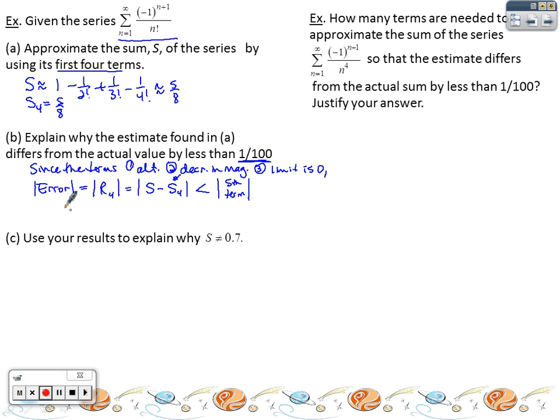I'll just use this first one. You can use any of those representations you want. So the theorem tells us that the absolute value of the error is going to be less than the 5th term. And my 5th term is 1 over 5 factorial. So now let's write that without the absolute value on the number. So my error is going to be less than, let's see, 5 factorial, what is that, 120.